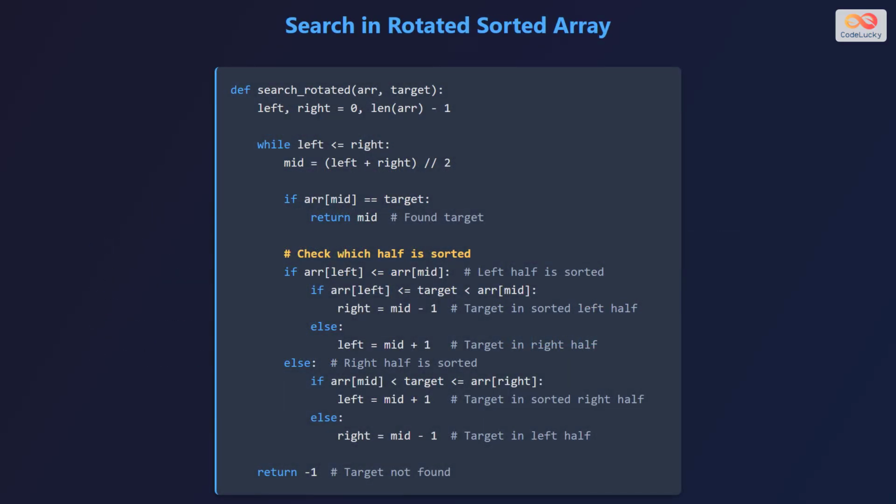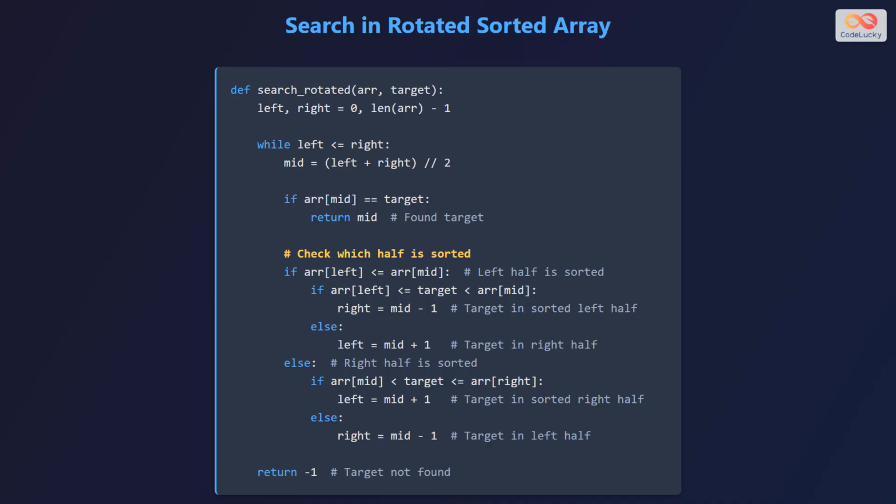Here's the code for searching in a rotated sorted array. The function takes the array and the target as input. The left and right pointers are initialized to the start and end of the array, respectively. The while loop continues as long as the left pointer is less than or equal to the right pointer. Inside the loop, the middle index is calculated. If the element at the middle index is equal to the target, return the middle index.